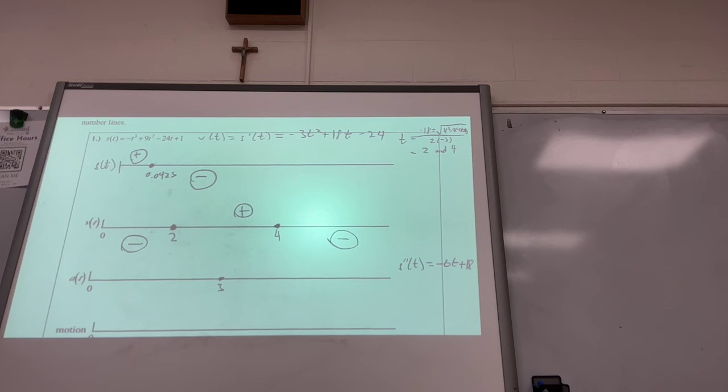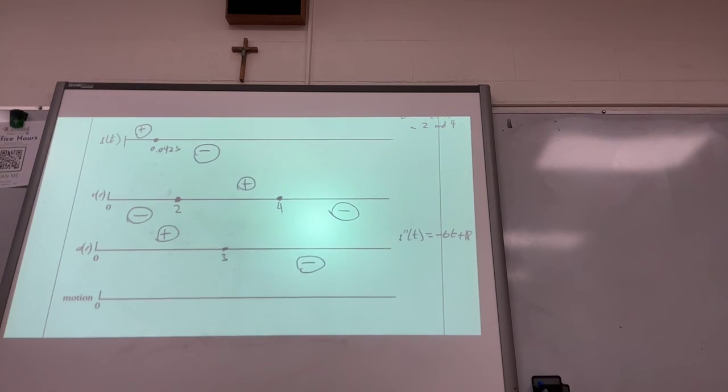To the left of 3, if I plug in 2, I get a positive number. If I plug in 4, I get a negative number. Okay, so it's the sign charts.